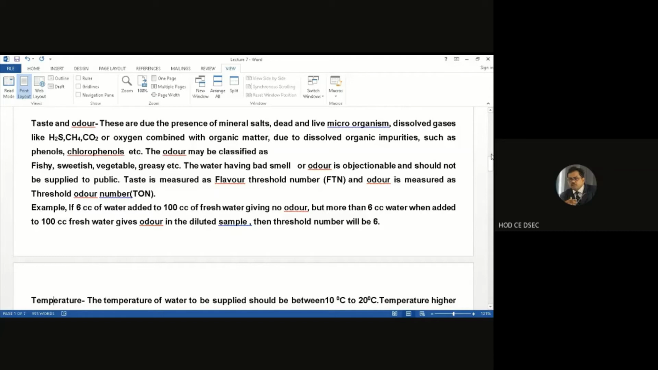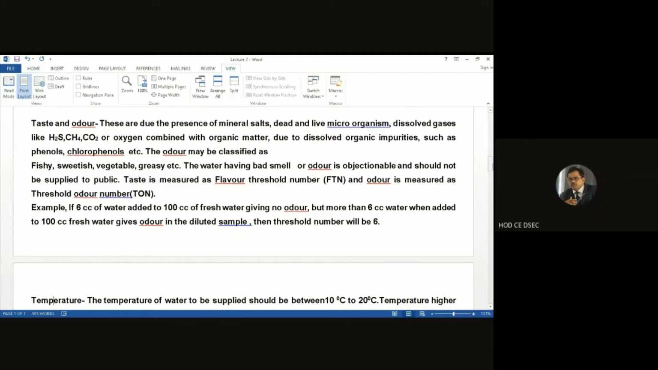That means what we can conclude, threshold number is that number just beyond which the odor started. Up to the threshold number, no odor is there. After the threshold number, the odor started. So this is the thing. So it is expressed as a threshold number.